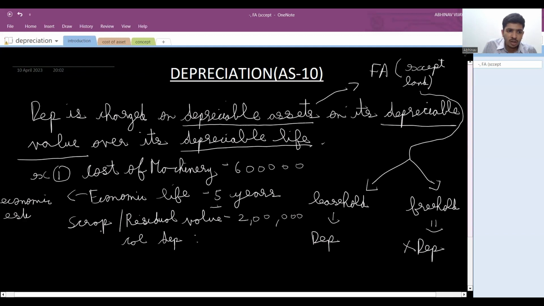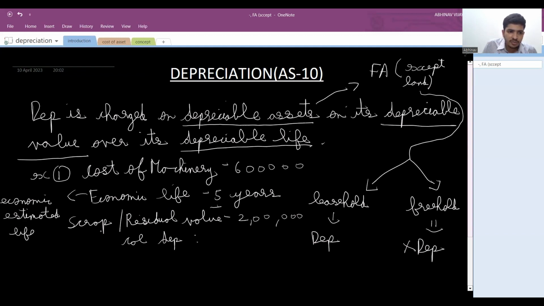So economic estimated life. So when I say depreciable life, it means economic estimated life. The second term is clear. Now the third term, depreciable value. Before that, wait. Now what is the scrap slash residual value?